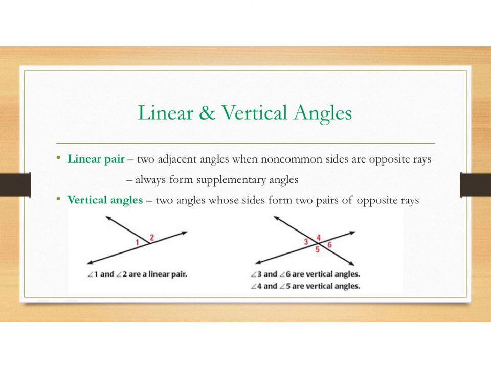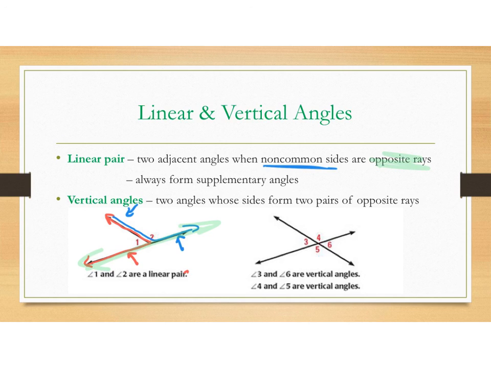So the first picture here is the picture of the linear pair. So this first angle, angle 1, and then I have angle 2. Notice the common side, where it's both red and blue. Notice how it's a single red line and a single blue. This is the non-common side. Notice it forms an opposite ray. So these are also supplements.